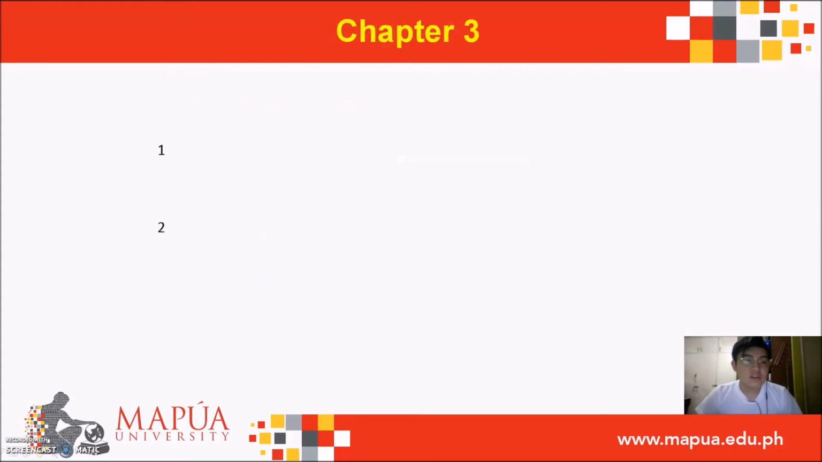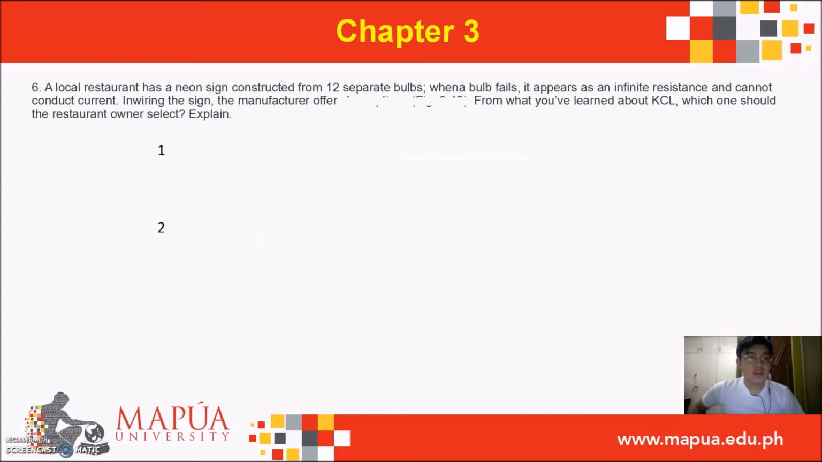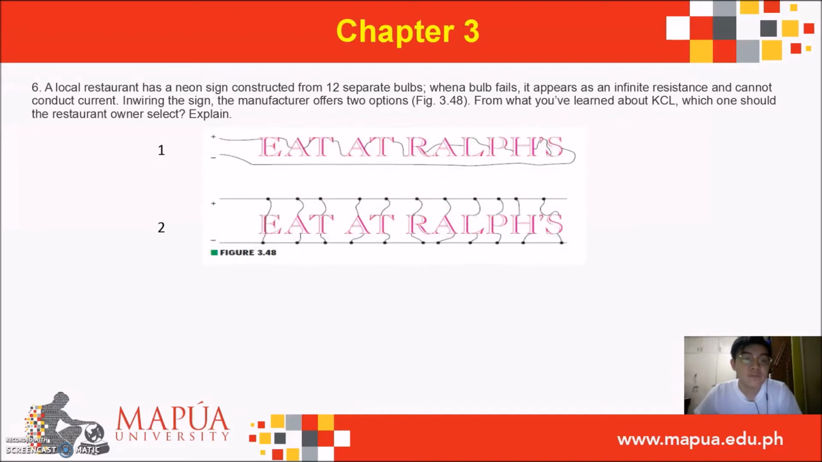Second, chapter 3, number 6. A local restaurant has a neon sign constructed from 12 separate bulbs. When a bulb fails, it appears as an infinite resistance and cannot conduct current. In wiring the sign, the manufacturer offers 2 options. From what you've learned about Kirchhoff's current law, which one should the restaurant owner select and explain?